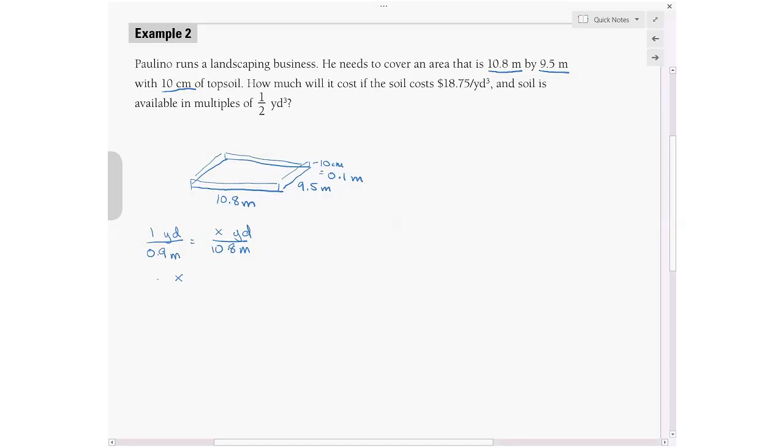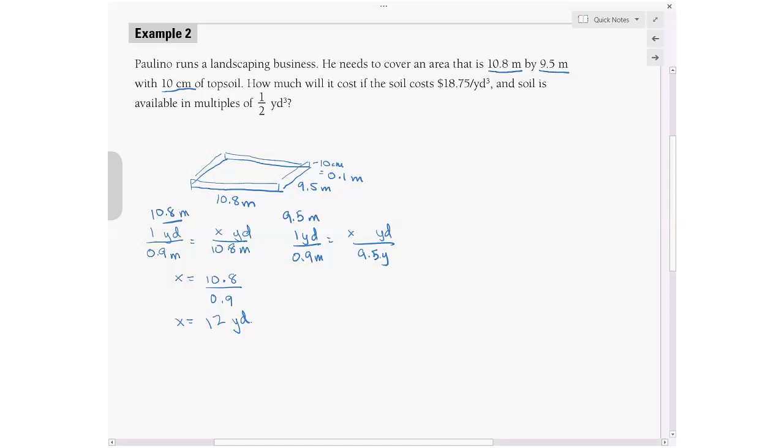So x is equal to the things that are across from each other, so 1 times 10.8 divided by the thing that's across from x. So 10.8 divided by 0.9 is 12. And so this is my 10.8 meters. The 9.5 meters, again, 1 yard is 0.9 meters. How many yards is 9.5 meters?